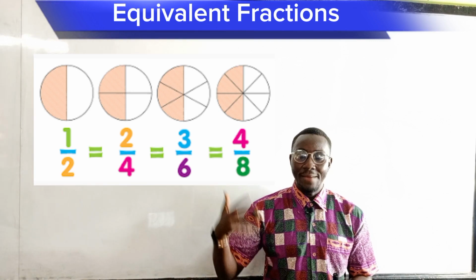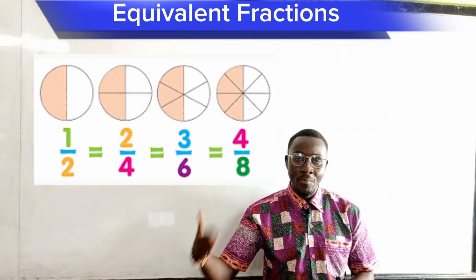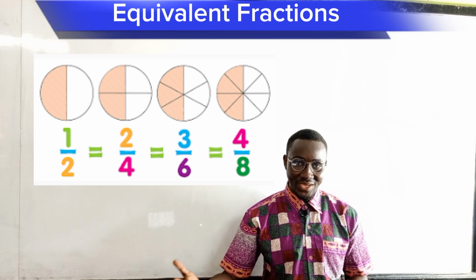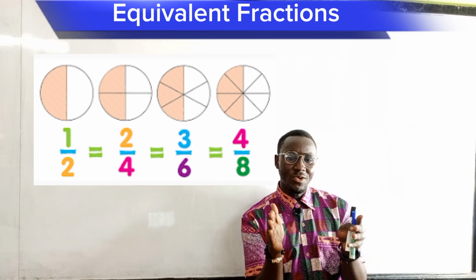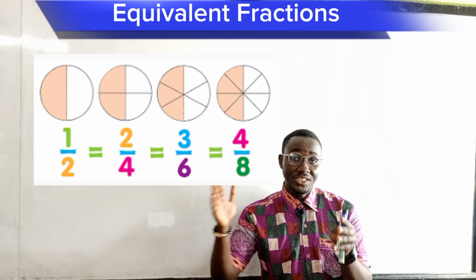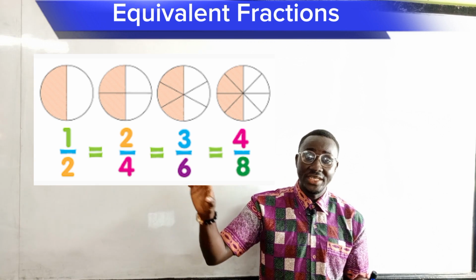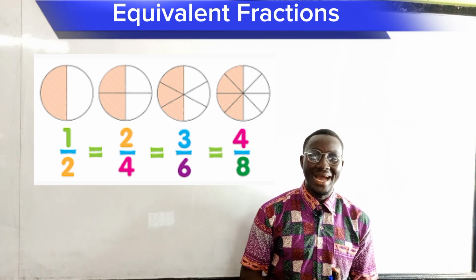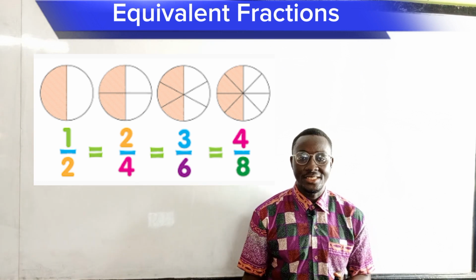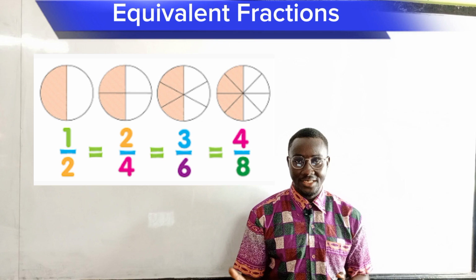That same space can be divided into 4 more. So you can have 4 out of what? 8. So you can tell that they have the same value. The same parts of a circle are being shaded or occupied. But they have different numerators and different denominators. This is what we mean by equivalent fractions, and this is a perfect example of equivalent fractions.